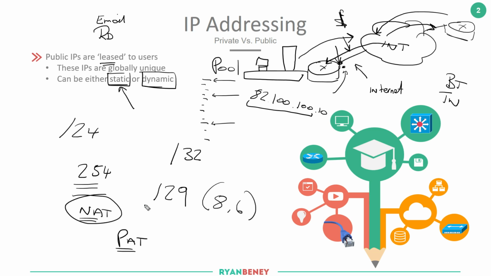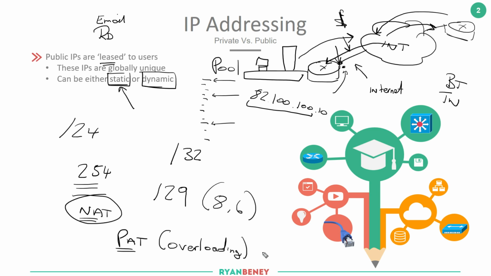to actually allow multiple private IPs to NAT to a single public IP, sometimes referred to as NAT, sometimes referred to as something called overloading. That is public IPs. They're leased to individuals, they're globally unique, they can come in static or dynamic form, and you can have anything from a single to as many IPs as you can justify to your ISP.